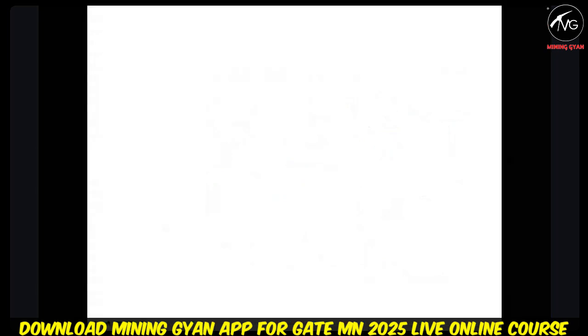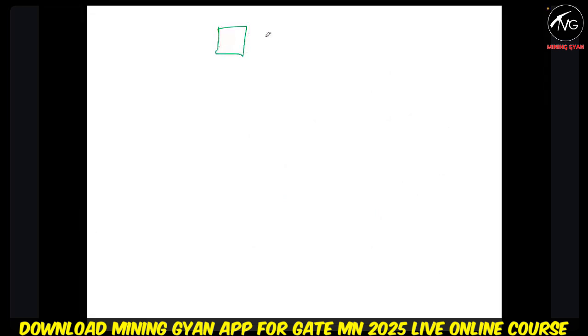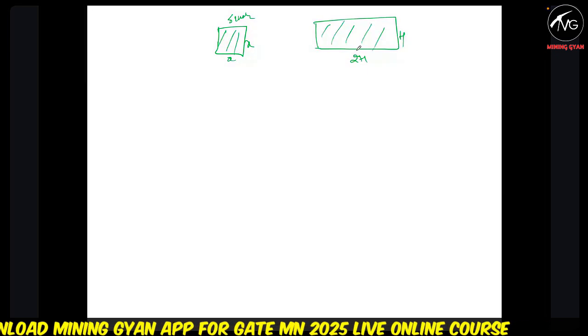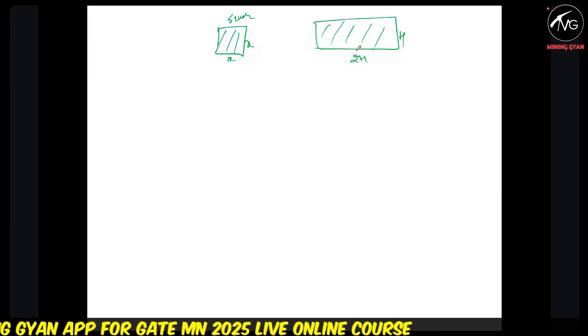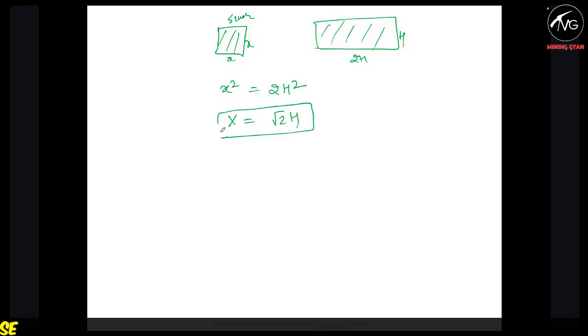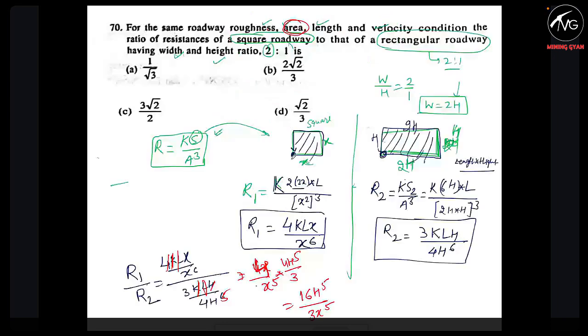So if this is the square, which side is x and x, and this is your rectangle, which side is 2h and x. Both the roadways have the same area, x square for the square and 2h square for the rectangle. So if you equate, you can get x equals root 2 h. The relation between both is x root 2 x.